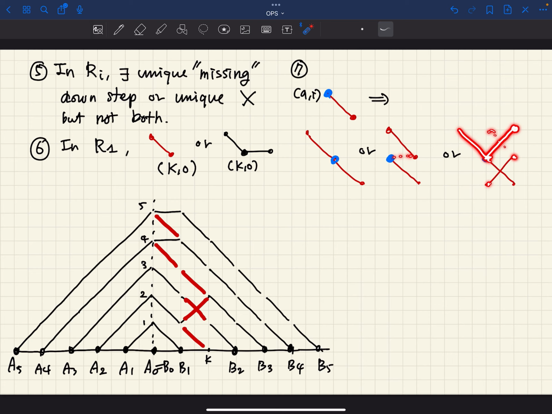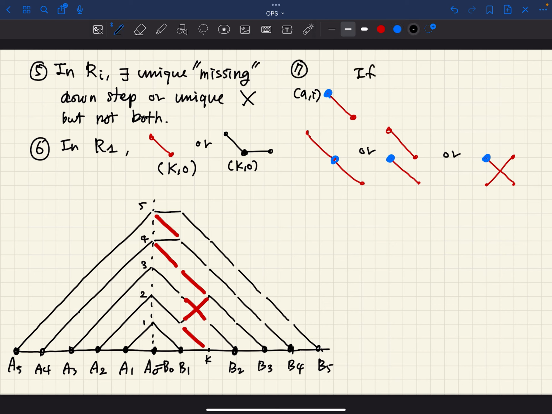Oh, figure X. Oh, I think my statement is not correct. Instead of saying, yeah, the statement is not good. Sorry about that.